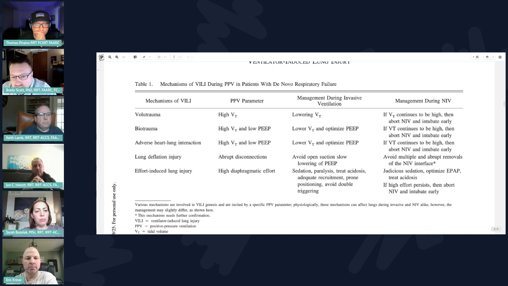But I would ask you to take a look at this adverse heart-lung interaction, lung deflation injury, and effort-induced lung injury, and how that might contribute to some degree of ventilator-induced lung injury in that paper. But regardless, we really need to start thinking about the amount of patients we have on non-invasive ventilation, which I love to place patients on NIV, but the question is whether or not we can mitigate the risk of lung injury even in those folks, and be looking out for things, and at least be able to bring up for discussion for the team.